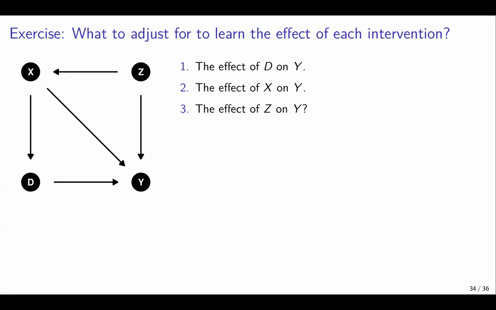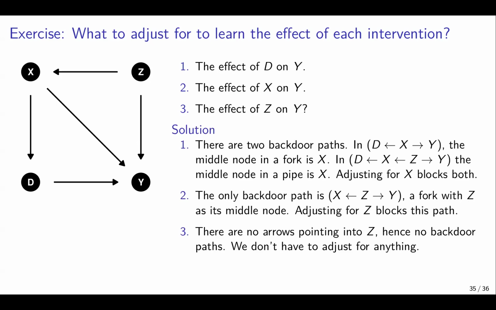All right, so what would we need to adjust for to learn the effect of each of these interventions? First of all, the causal effect of d on y. Second of all, the causal effect of x on y. And third of all, the causal effect of z on y. Well, let's go through each of these in sequence.